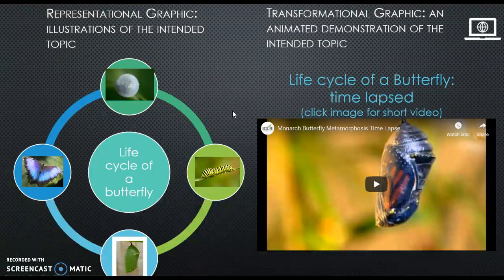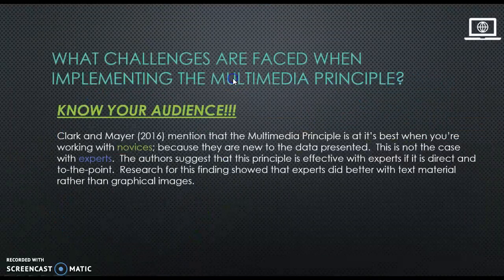So here's another example of a representational graphic, which is a little bit more specific. It is illustrations that support the intended text. So I have the life cycle of a butterfly here in order. But here, the transformational graphic takes it a step further, because not only am I giving the students information, but I'm actually showing them a time-lapse video of the actual metamorphosis of a butterfly. So both are beneficial, but the transformational graphic will put their text or what they're learning in motion, which is the more beneficial for students.